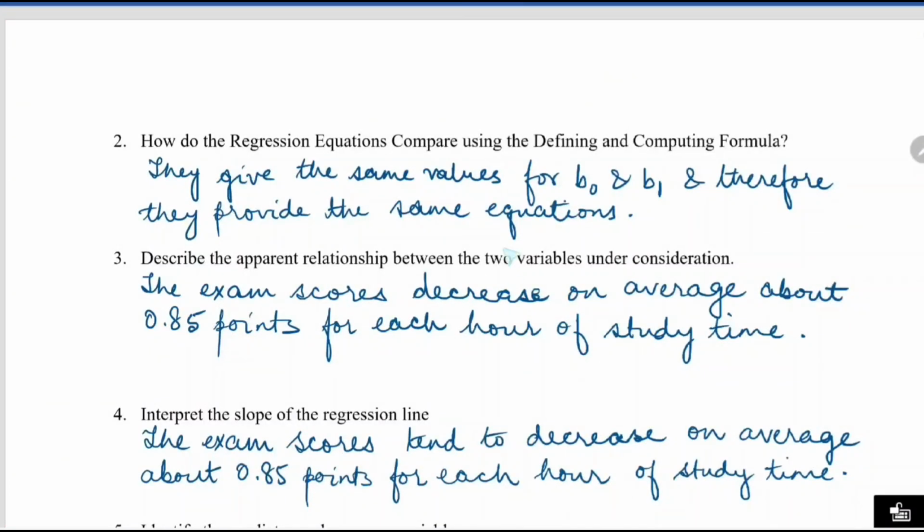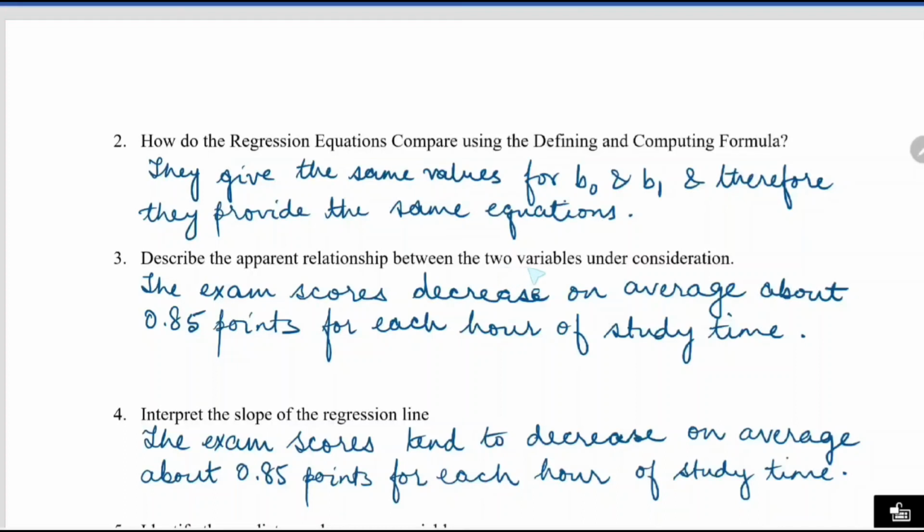The following questions here are based on the calculations, the equations that we came up with in part 1. It says, how do the regression equations compare using the defining and computing formula? They are the same equation, right? They give the same values for b sub 0 and b sub 1, for the intercept and the slope, and therefore they provide the same equations would be your answer.